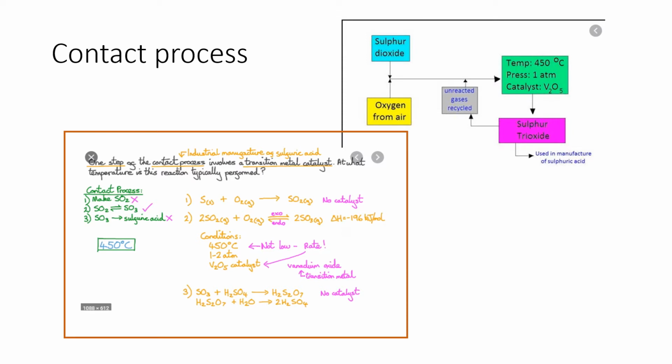Sulfuric acid is made by the contact process. Sulfuric acid, H2SO4, is made from sulfur. Sulfur is converted into SO2, SO2 into SO3, and then SO3 into H2SO4. First, sulfur reacts with O2 to form SO2.